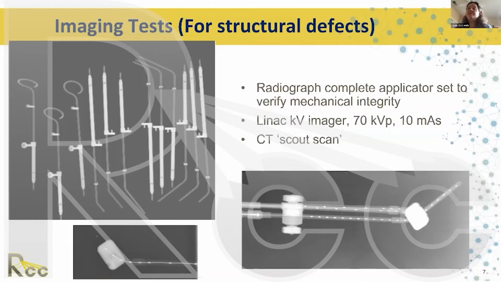On the CT, we find that often a scout scan works really well. And what you also should do for the applicators is image them once without the dummy wires, as demonstrated on the upper left, so you can really focus on the materials. And then the second thing is you put the dummy wires that the vendor provides in there. So you can also visually verify that the dummy wire sits central in the channel and goes all the way to the tip as indicated in the technical instructions.